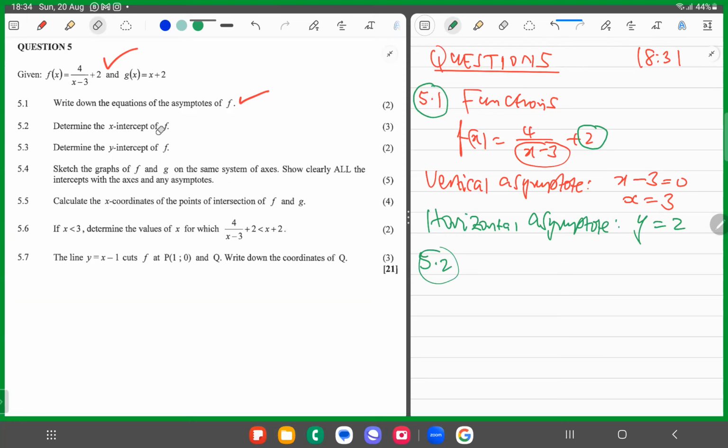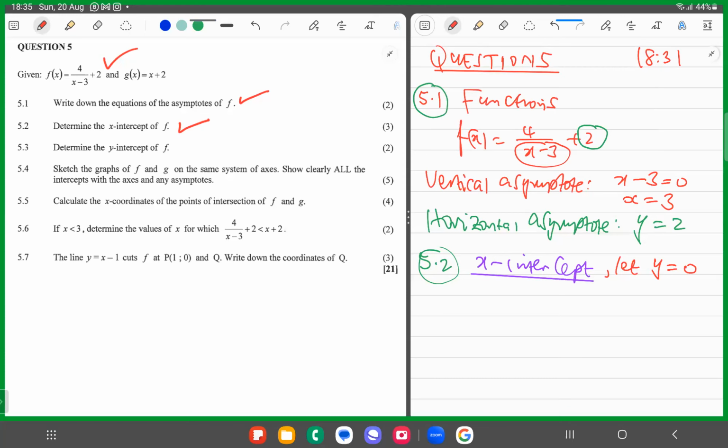Now determine the x-intercept of f. Right, so a couple of things become very important. The x-intercept. How do you get the x-intercept? To get the x-intercept, you let y be equal to 0.